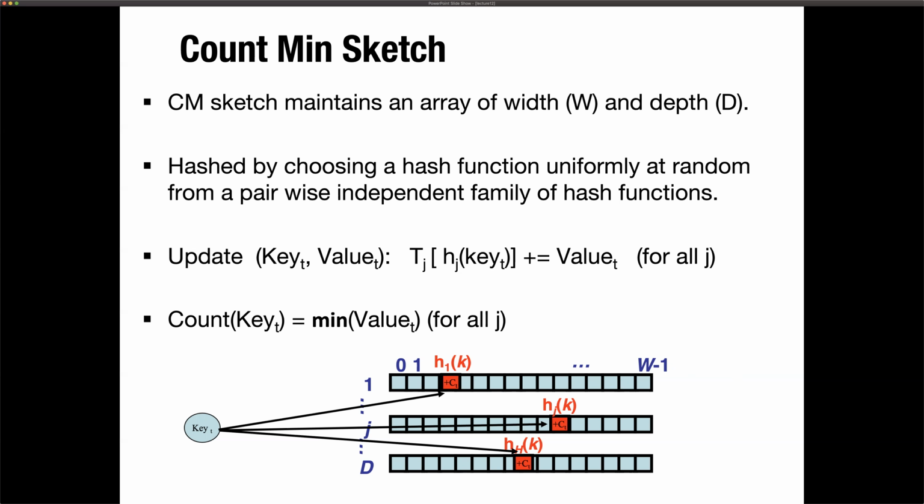And you will keep doing this for the entire stream, and at the end, what you will do is that for every key, you will retrieve the hash value across all these locations, or all these different D registers, and then pick the one that is the minimum across all of them, right?